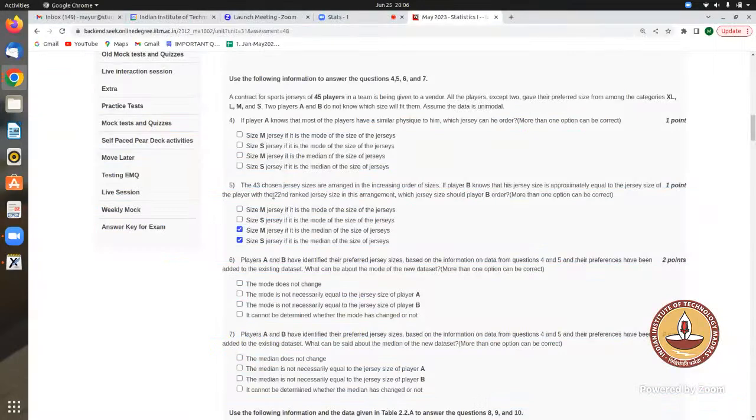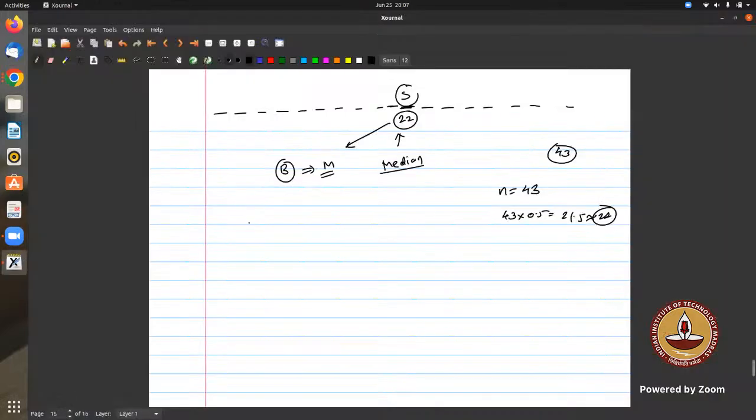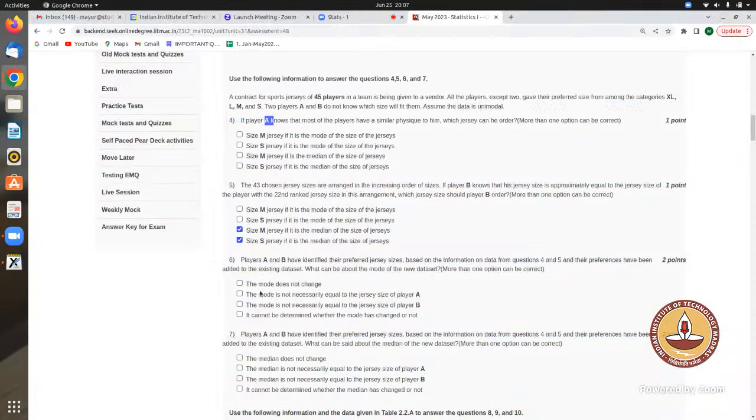Yes, sir. Now comes question number 6. It depends on question numbers 4 and 5. So based on the information about preferred sizes, A will prefer which size? A will go for the mode, right? And B will go for the median. This is understood from question numbers 4 and 5.